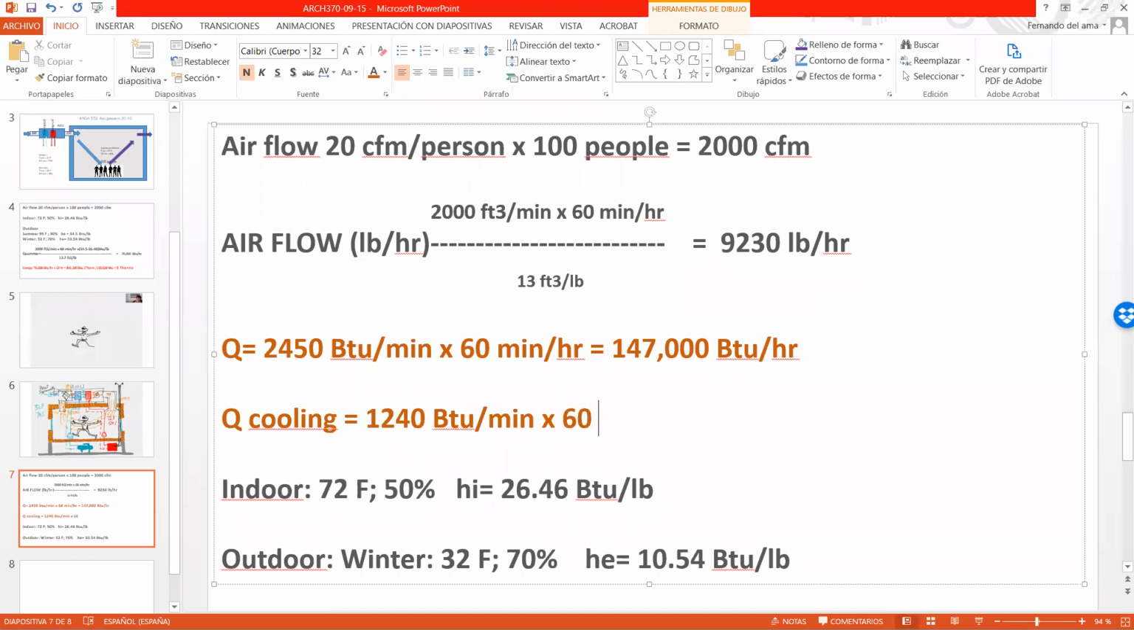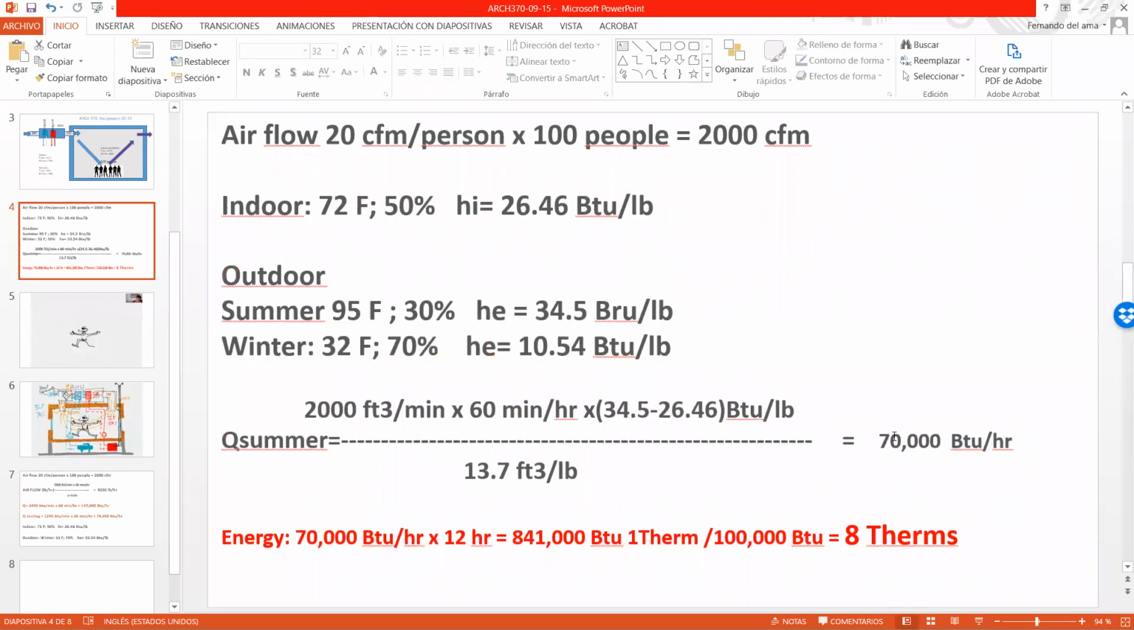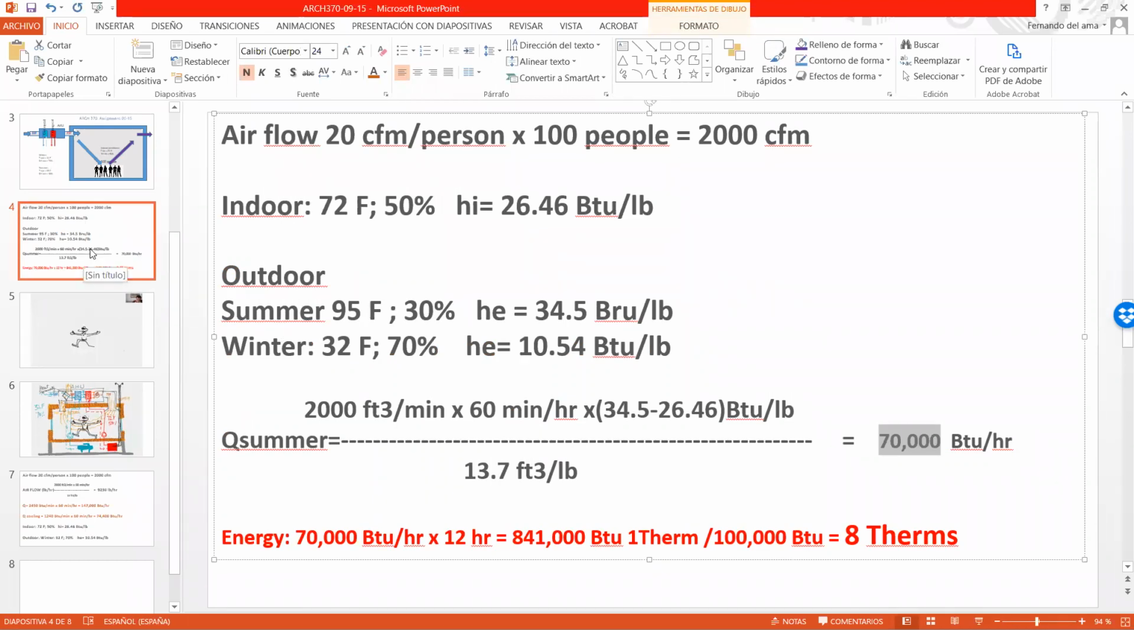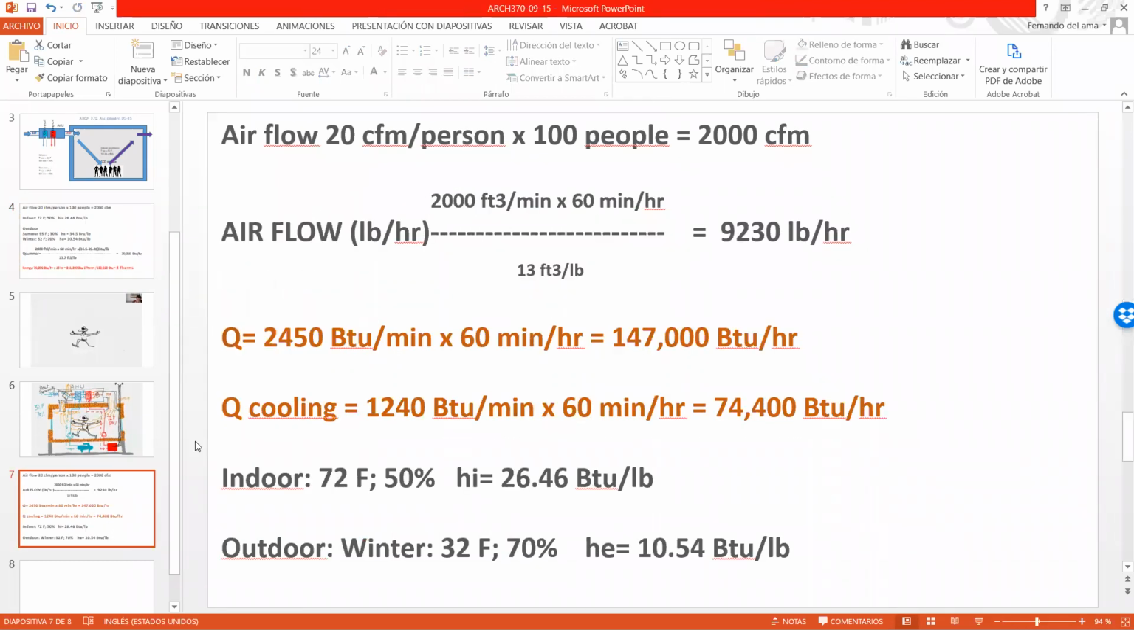These are BTU per minute times 60 minutes per hour. So this is 1,240 times 60. It's 74,400 BTU per hour. So this is 74, and what was the original one? Around 70. Okay, so it makes sense. Do you see that we have different ways to get to the same result?